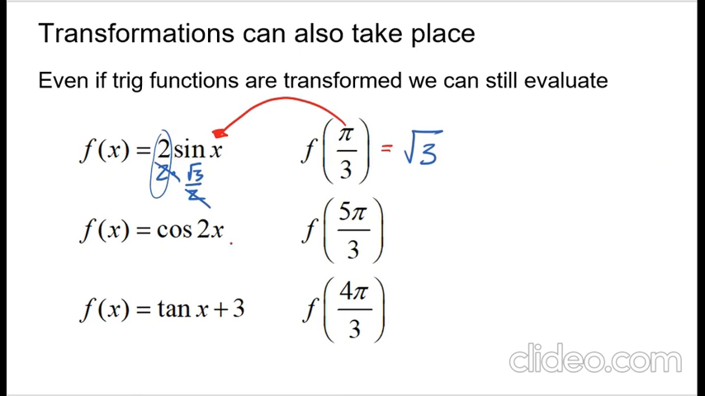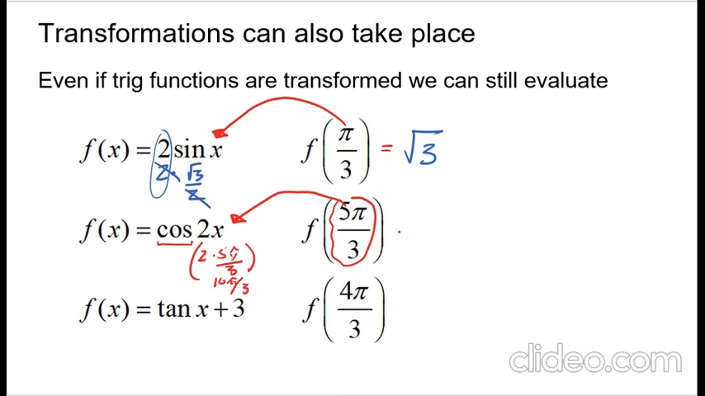Let's try this next one, cosine of 2x. This time they want me to evaluate the function when x is 5 pi over 3. Now this time the 2 is inside the function. So before I analyze cosine, I have to multiply by 2. When I plug x in, following the order of operations, that happens inside. So I have to do 2 times 5 pi over 3, and I get 10 pi over 3.